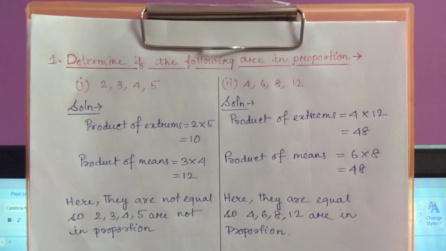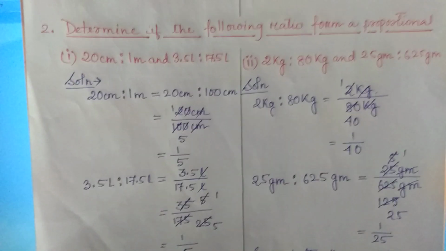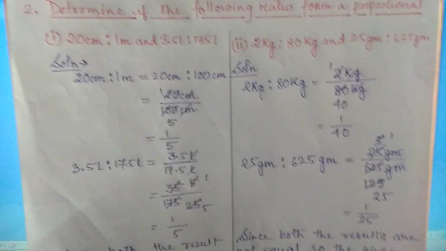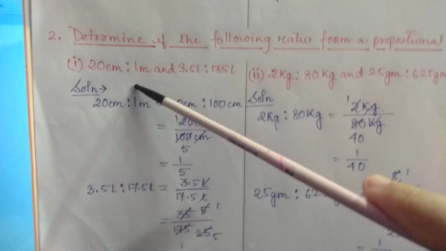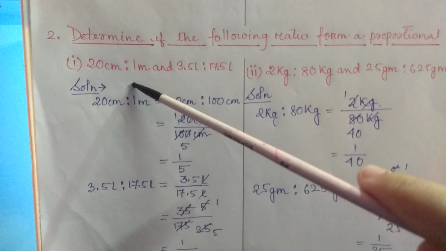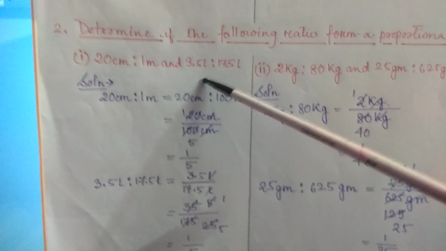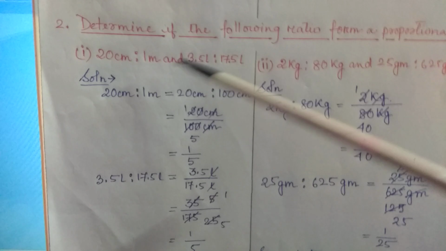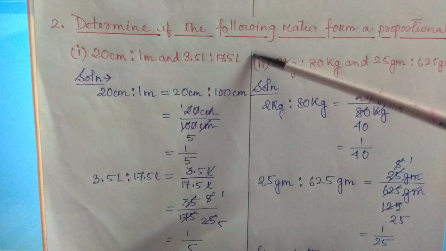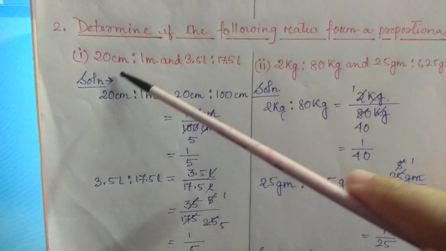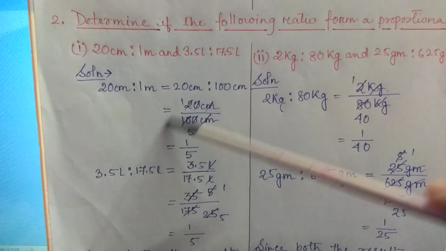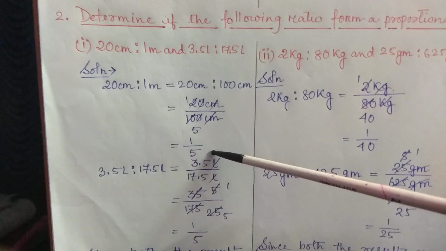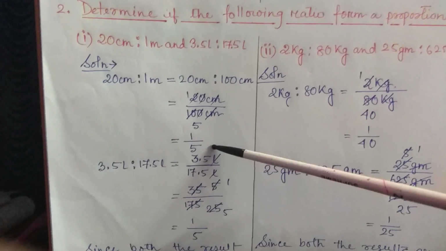Now we will go to the second process, where we need to find out whether the given ratios are in proportion or not. So you can see I have taken an example. Here two ratios. One is 20 centimeter is to 1 meter and the other is 3.5 liter is to 17.5 liter. We have to examine whether they are in proportion or not. Since the units are different, I have converted 1 meter to 100 centimeter and then simplified. After simplification, I have got 1 by 5.